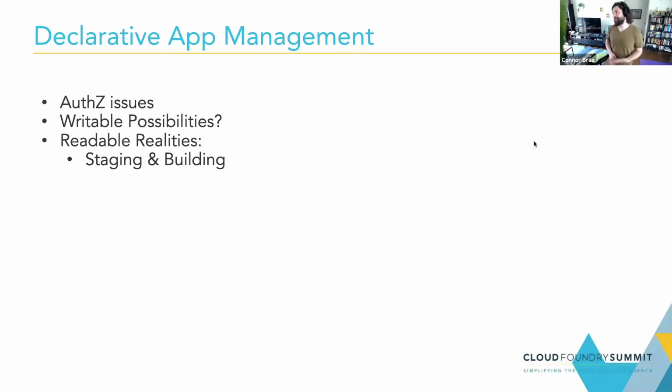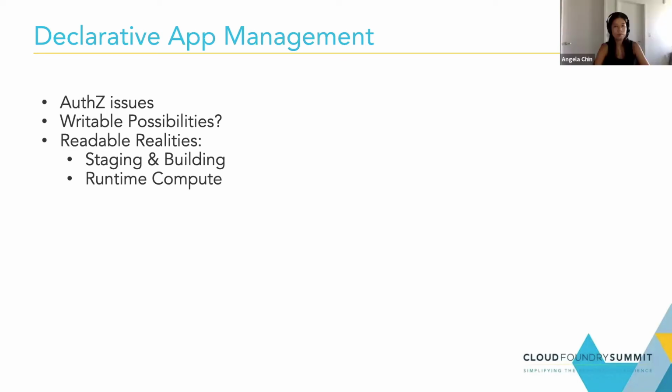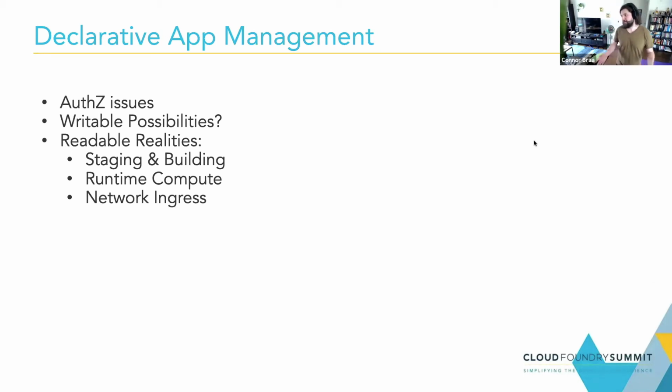However, we already have a lot of readable realities. For staging and building, that means things like kpack images and custom builders and these things that we've been talking about, and the pods that they create. For runtime compute, for apps, this means the actual stateful sets and pods created by Irene in the process of starting to run an app. And for network ingress, this means the route CRD. For operators and other people who have access to the Kubernetes API, all of these things can already be read, accessed, their statuses examined, their errors seen, their configuration inspected, and so on. And I think that's pretty exciting.